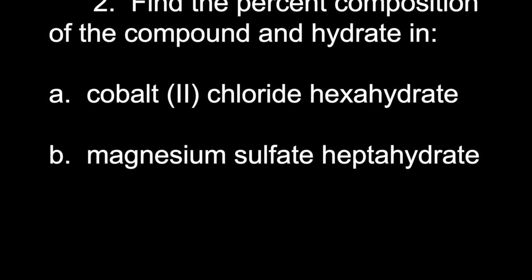Number 2, find the percent composition of the compound and hydrate in cobalt(II) chloride hexahydrate. So in other words, what you're going to do is find out what is the percentage of the cobalt(II) chloride, this part here, and then the hexahydrate separate from the rest of it. So you're going to find out the percentage of cobalt(II) chloride and the percentage of hydrates. Okay, so the next ones here are going to be a little bit different because you're looking for the percentage of the compound and the percentage of water or the hydrates.